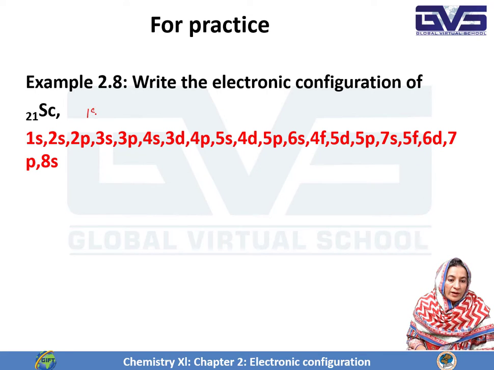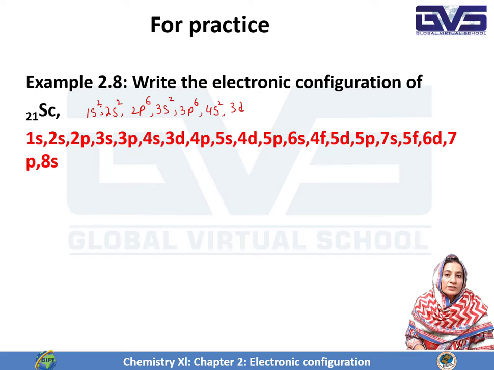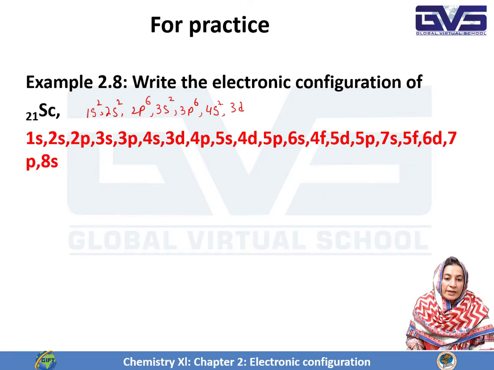For 21, you have to write 1s2, 2s2, 2p6, then 3s2, then 3p6 and 4s2, and then 3d. How many? Now first count them. 2 plus 2 is 4, and 6 is 10, 11, 12, and 6 is 18, 19, 20. So there is 1 left, total are 21. So 1 will go in the 3d, because there is only 1, I am not expanding it.